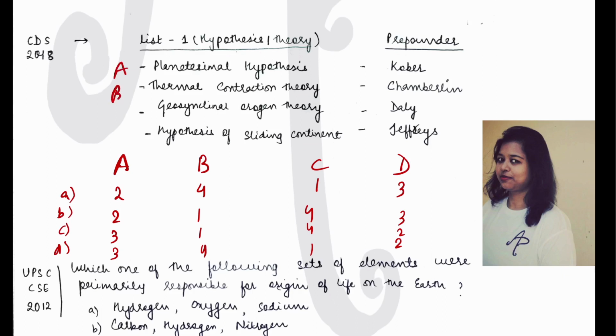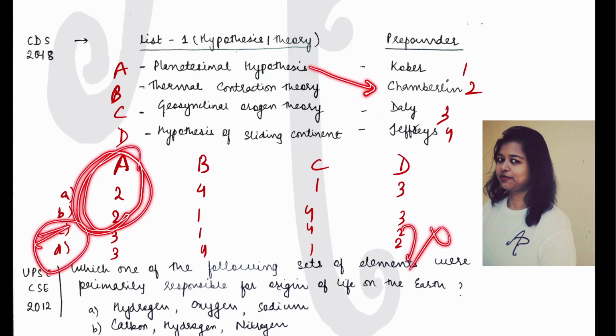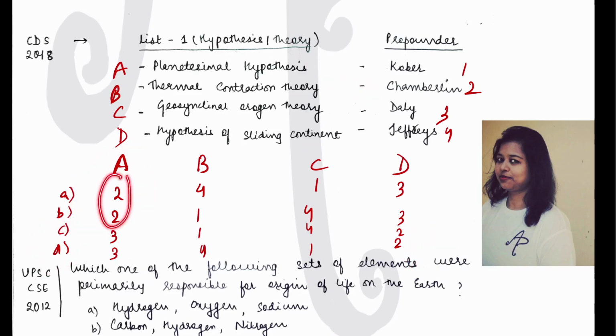So basically here you have A, B, C and D, and these are 1, 2, 3 and 4. Now अब ये तो हमने अभी पढ़ लिया, this we have discussed at least. So planetesimal hypothesis given by Chamberlain, ये तो हमें पता है, and I have shown you also. So you know that A is 2, so इन्हीं दोनों में से कुछ होगा, the rest 2 are anyways eliminated. Now when A is 2, you know D is 3 because it is the same for both options. So what is D? Hypothesis of the sliding continent, which is 3, given by Daly. ठीक है.